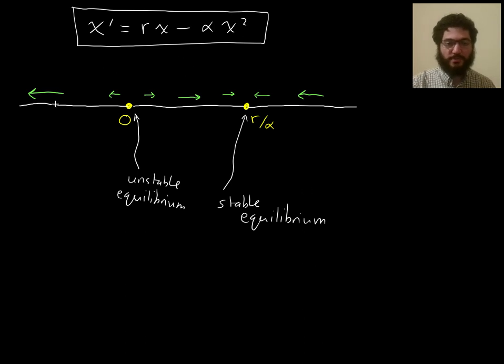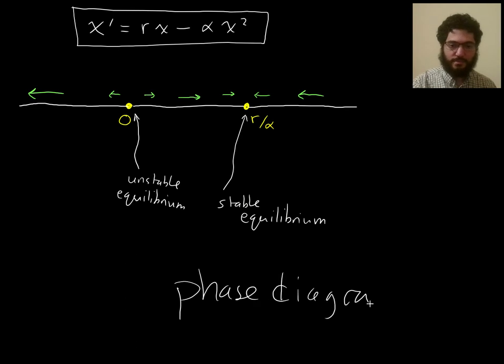So you can tell just from this phase diagram, without solving the differential equation, that if your initial condition is here, then in the long run you're just going to approach r over alpha. And if your initial condition is here, in the long run you're just going to approach r over alpha. And if your initial condition is here, then in the long run you're just going to go off towards negative infinity. So you can tell these things without actually solving the differential equation. This is incredibly useful because it is often hard to solve differential equations. So it's incredibly useful to be able to get information out of them even without solving.